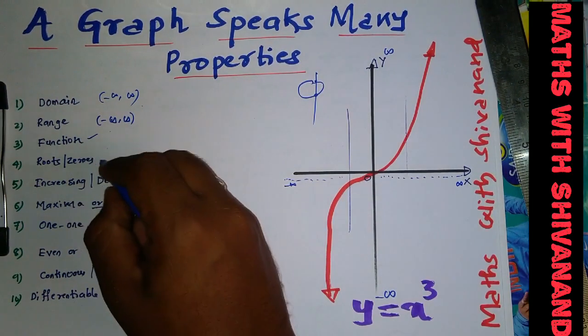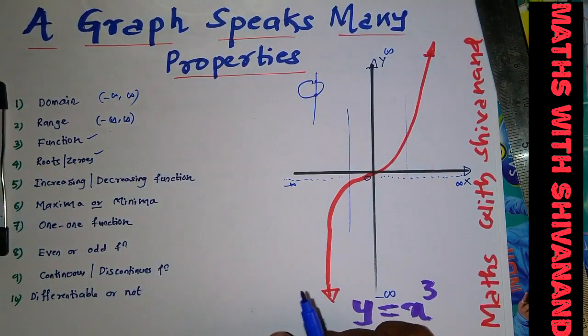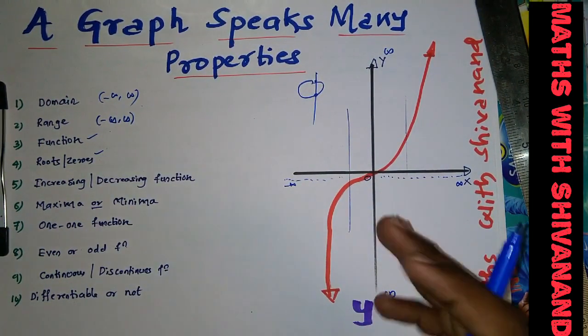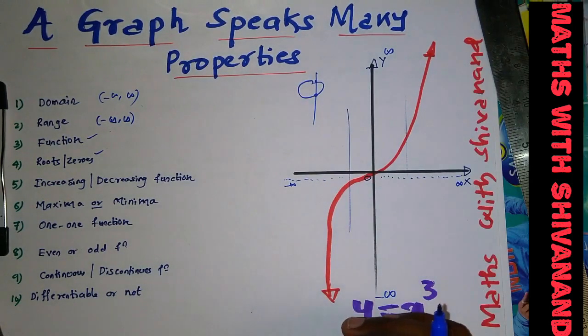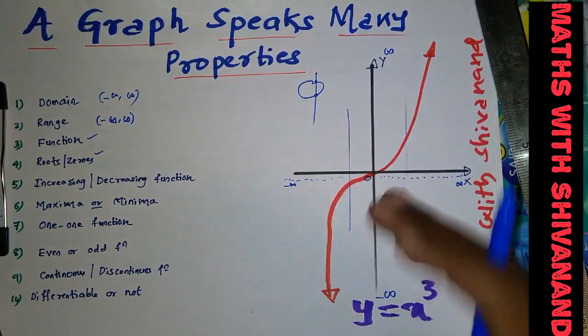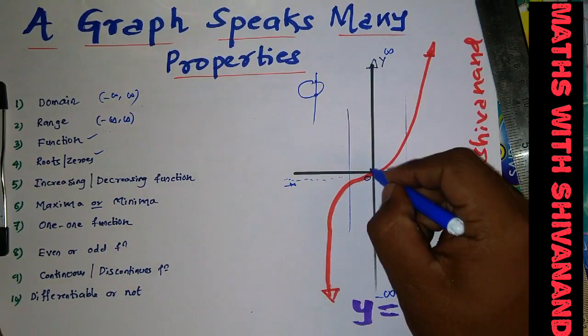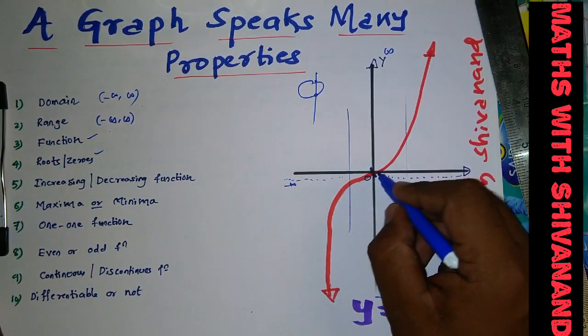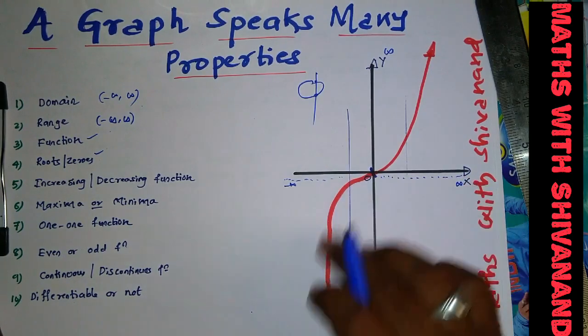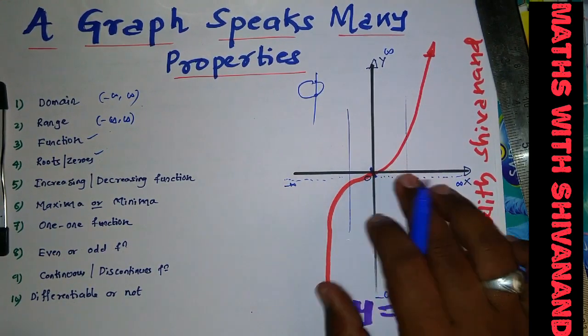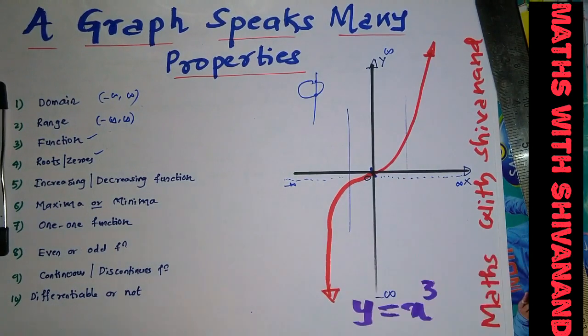And so the fourth property: roots or zeros. Roots are nothing but where your graph cuts the x-axis. Where your graph cuts the axis, the value of y is what here? 0. For example, y is equal to x cube. It cuts the axis at x equal to what here? 0. So it has only one real root. I will exhibit more of this in my next video.